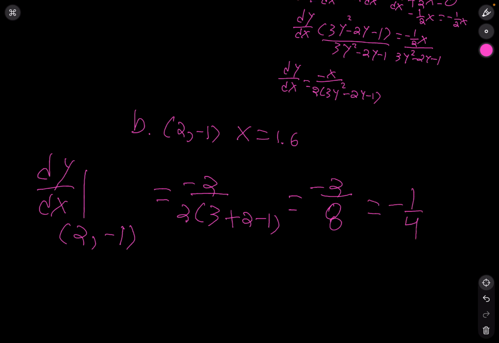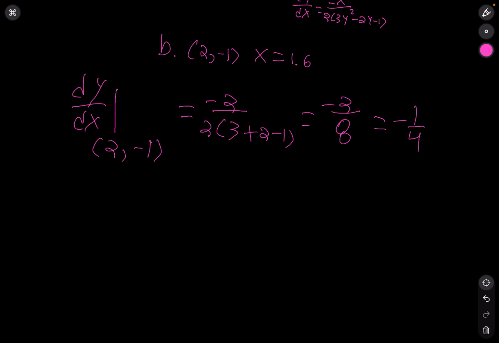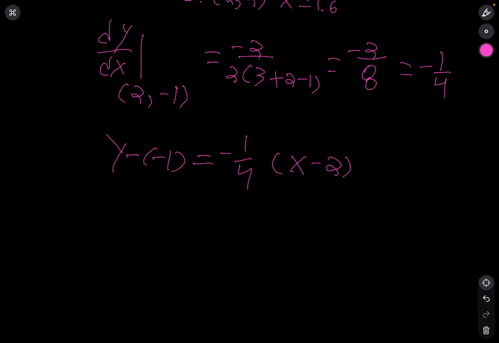Three plus two is five, minus one is four. And so then the slope is equal to negative 1/4. So from there, you can set up your point slope formula. And so from here, we have y minus negative 1 is equal to negative 1/4 (x minus 2). From here, you can really just say y plus 1 because anything negative times a negative is always a positive. Then from here, you can also just factor as well.